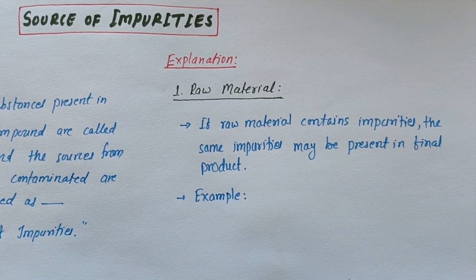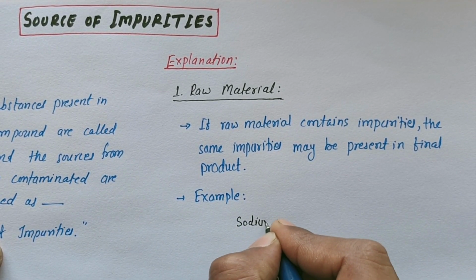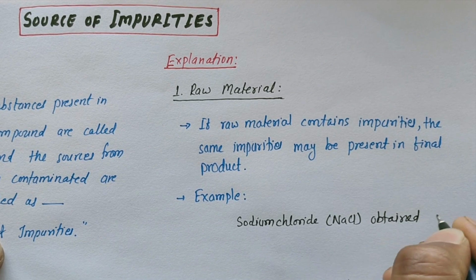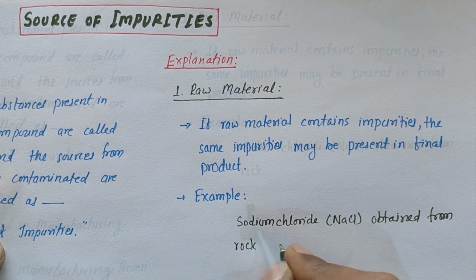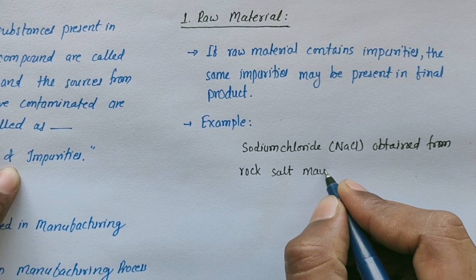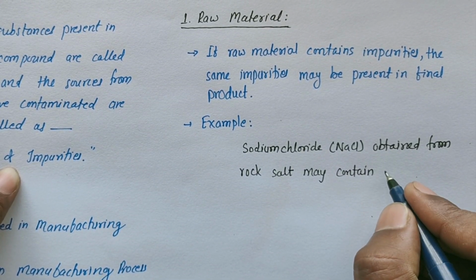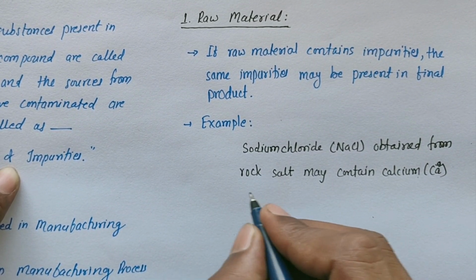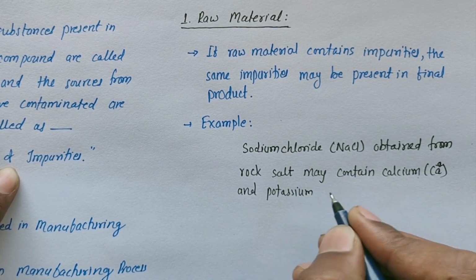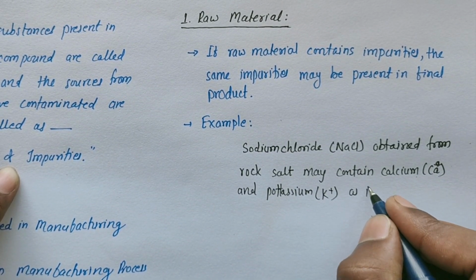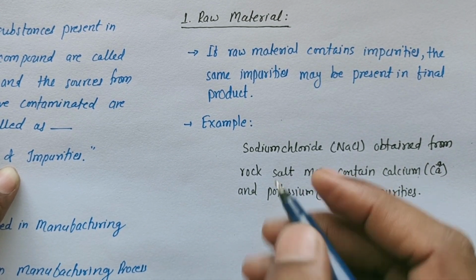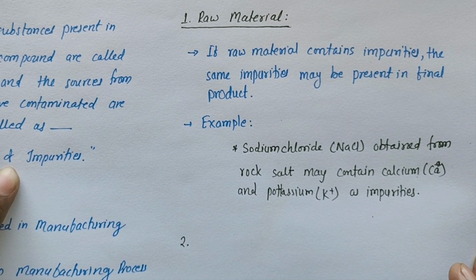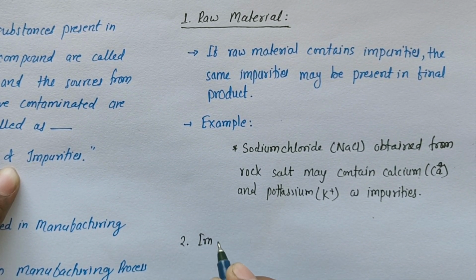There are various examples, but we are going to take one simple example, that is sodium chloride, NaCl. You have to write that symbol also. Sodium chloride obtained from rock salt may contain calcium and potassium as impurities. Understood?